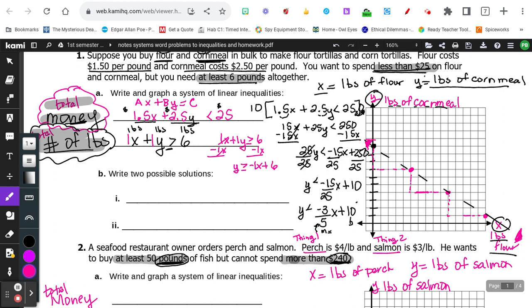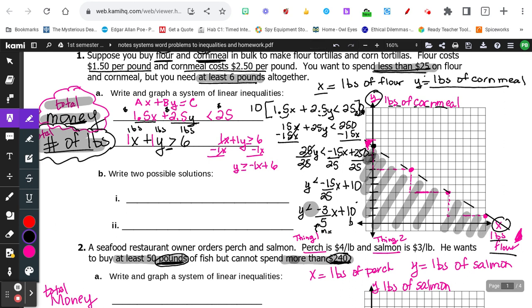Okay. And because it was less than, see, this was less than right here, I'm going to shade below my boundary. So it's all of this. Okay.